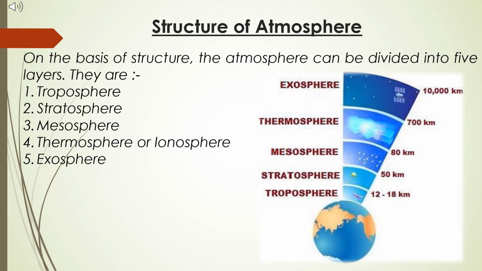Exosphere. It is derived from the Greek word exo, meaning outside, external, or beyond. It is the uppermost layer of the atmosphere of the Earth. The gases that can be found in the Earth's exosphere are hydrogen and helium.